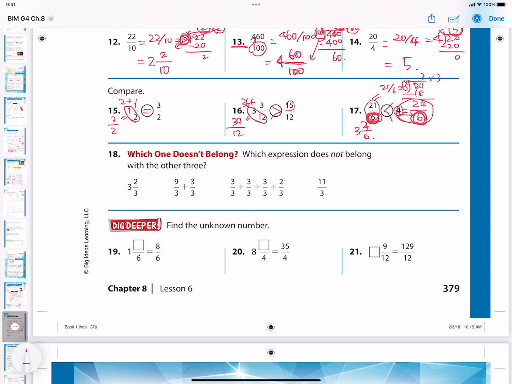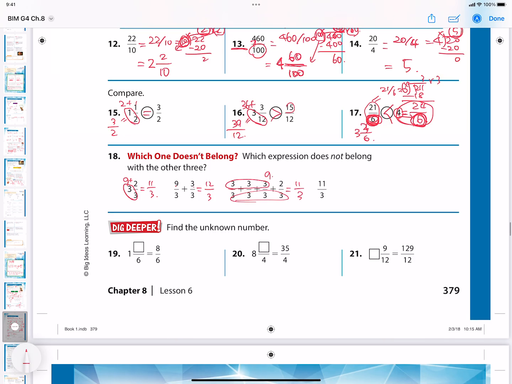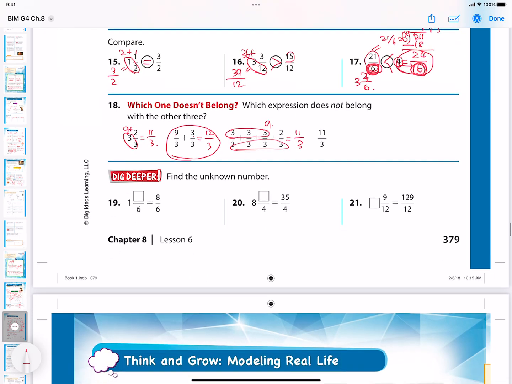Okay, which one doesn't belong? Which expression does not belong with the other 3? All right, so let's see. This is what? 3 times, let's convert that into a fraction, okay? So 3 times 3 is what? 9. 9 plus 2 is what? 11 over 3. And this is equal to what? 12 over 3, because 9 plus 3 is 12 over 3. Okay, what about this one? 3 plus 3 plus 3 is 9, plus 2, 11 over 3. So everything else is 11 over 3, but this one doesn't belong to them, because this is 12 over 3.